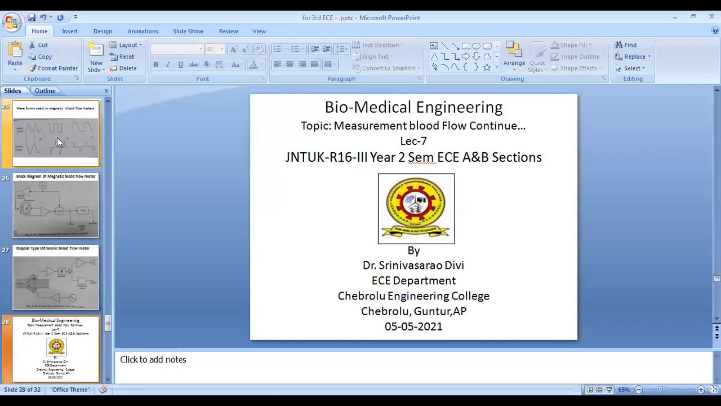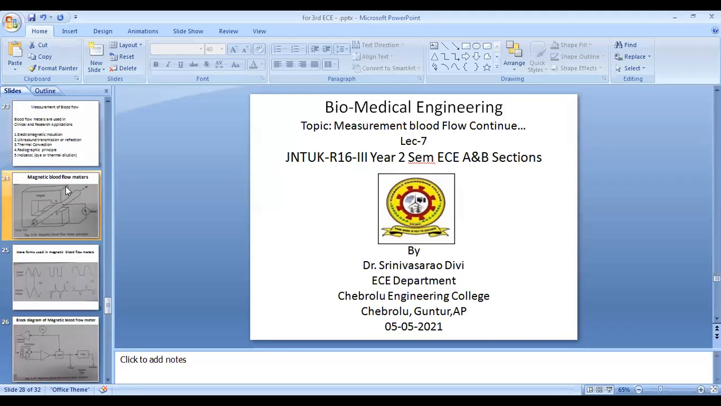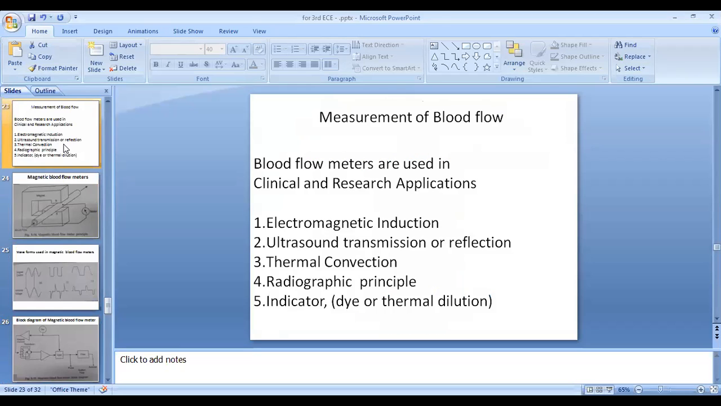So in the last class, in the previous class, we have seen different methods of measuring blood flow rate. How can we measure the blood flow rate? We have 5 methods indicated.